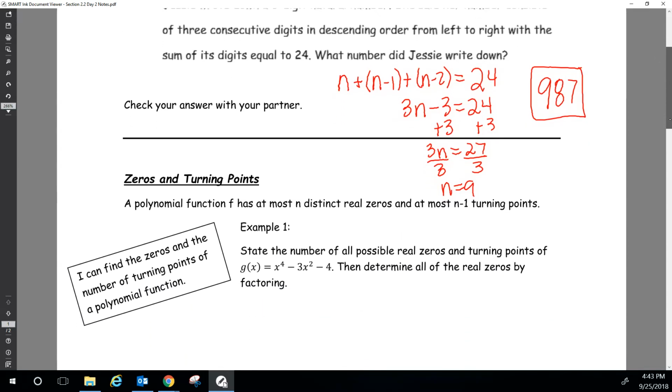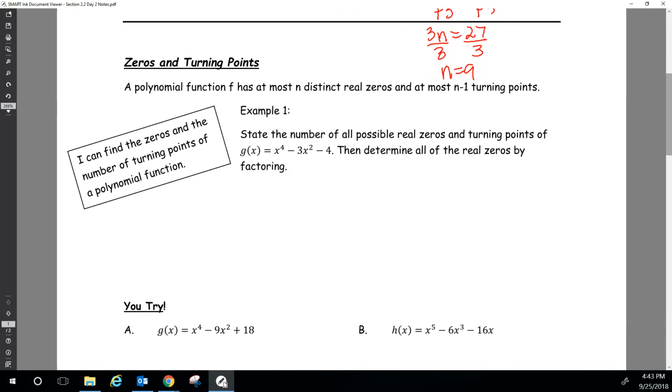On to today's notes, however. This is pre-calculus. So we're starting with what we were talking about yesterday, where we're coming up with the number of real zeros and turning points, and then we're going to find them by factoring. So for this first one, the degree of this polynomial is 4. So the number of possible zeros is going to be 4. The number of possible turning points, which I'm going to call TP, is going to be 4 minus 1, which would be 3. And then it says determine all of the real zeros by factoring.